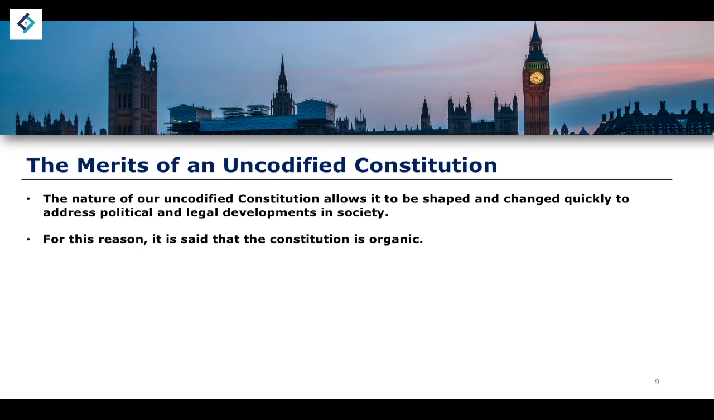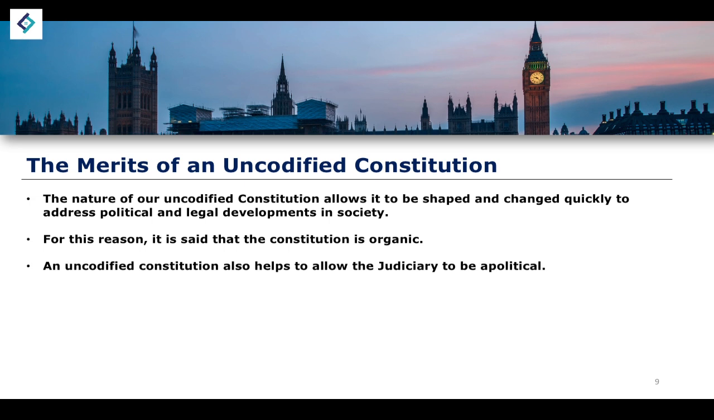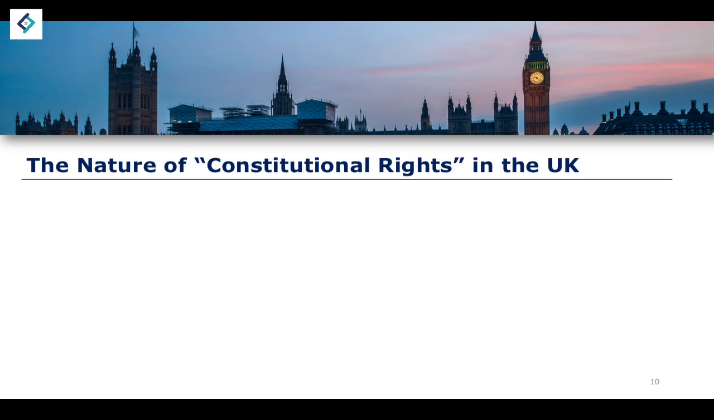In the United Kingdom, if some drastic societal or social change takes place, then it is very easy for our constitution to change and adjust and adapt to it. An uncodified constitution also helps to allow the judiciary to be apolitical. And we'll get to the reason why that is the case in future lessons when we start looking at the judiciary. Finally then, what about the nature of constitutional rights in the United Kingdom?